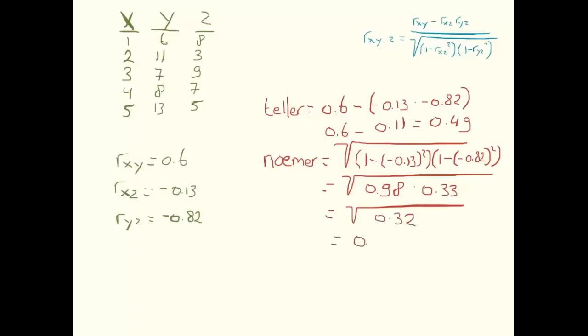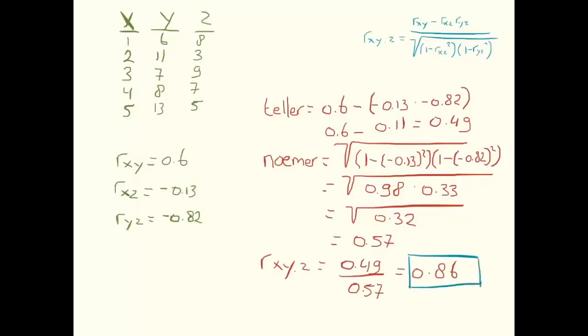is equal to 0.57. To calculate the partial correlation, we divide 0.49 by 0.57, and this equals 0.86. In conclusion, this is the partial correlation between x and y whilst controlling for the effect of z.